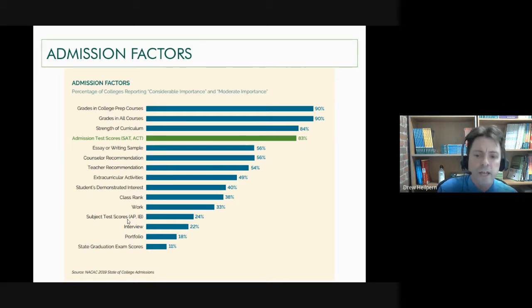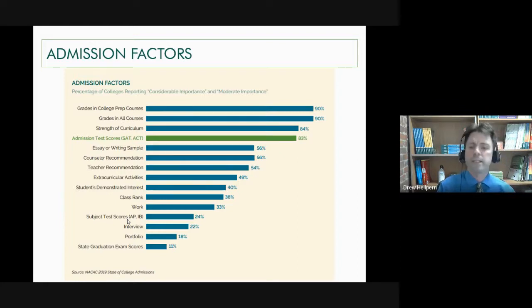They do this survey every year where they're reaching out to college admission folk. And what they're trying to do with this survey is give us a sense of these various factors that you see here on the slide. How do they rank in terms of having considerable or moderate importance? And every year, the number one response to this survey is always the same thing.